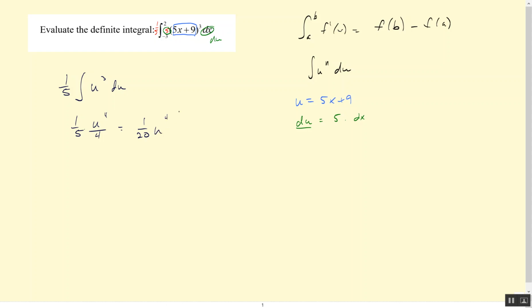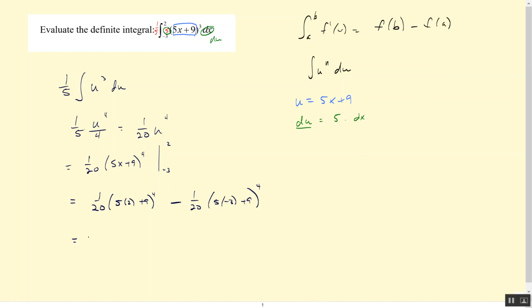Like I said, we're still going to have to evaluate it. Putting this back in terms of x, we'll have 1/20 times 5x plus 9 to the fourth power, and now our endpoints, -3 to 2. Almost done now. I'll substitute in 2 for my x, so I'll have 1/20 times 5 times 2 plus 9 to the fourth power, and then I'm going to subtract from that the value when x is -3, so 1/20 times 5 times -3 plus 9, raised to the fourth power.